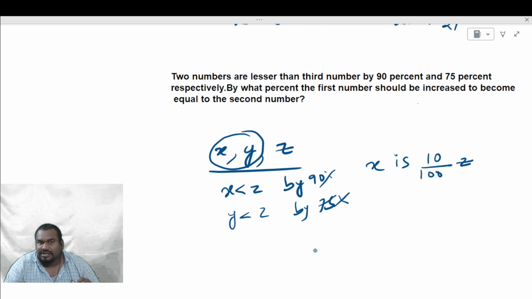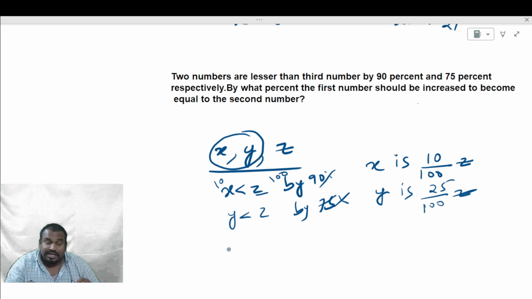Suppose that you have 100 rupees. This Z has 100 rupees. If I have 10 rupees, what can I say? I have 90% less than the money you have. Satisfying or not? That's what I have written here. If I put 100 in place of Z, then these two get cancelled and I'll get 10 rupees. Matching? So that is the way. This is one strategy. So X is 10 by 100 into Z, or Y is 25 by 100 into Z. This is one thing you can write.